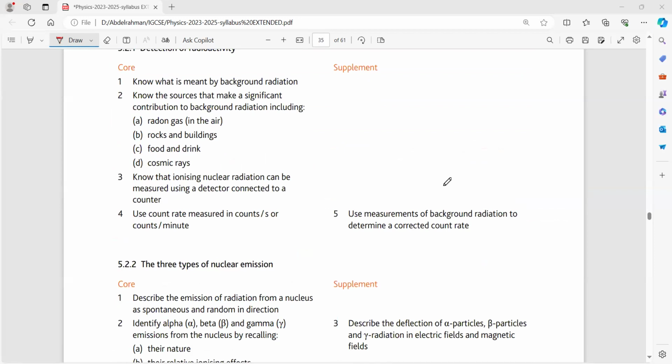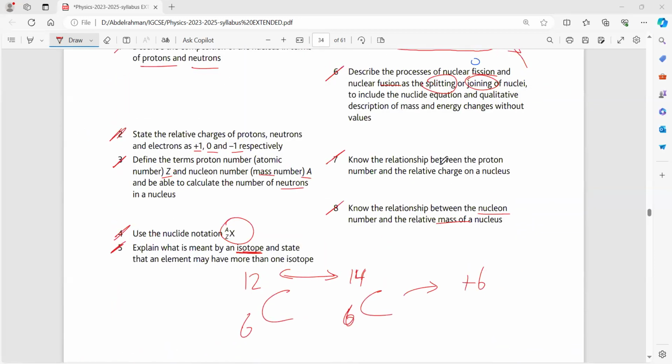Detection of radioactivity. Okay, could you repeat the last part? Yes, I can repeat the last part. Which one? Part 7 or 8?